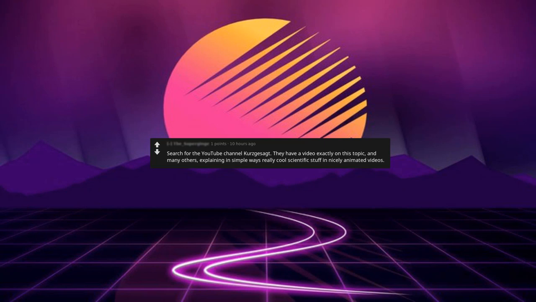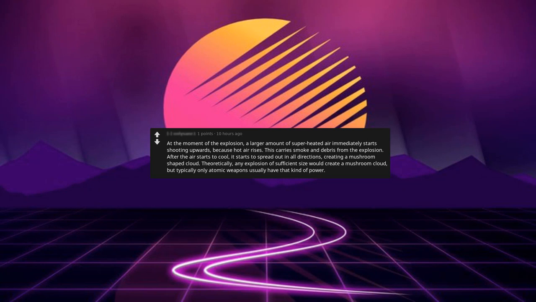It vaporizes everything in its immediate vicinity, causing a vacuum and heating up everything around, causing everything to suck in and shoot up at the detonation point. At the moment of the explosion, a larger amount of superheated air immediately starts shooting upwards, because hot air rises. This carries smoke and debris from the explosion. After the air starts to cool, it starts to spread out in all directions, creating a mushroom-shaped cloud.